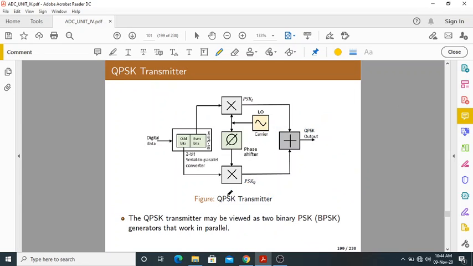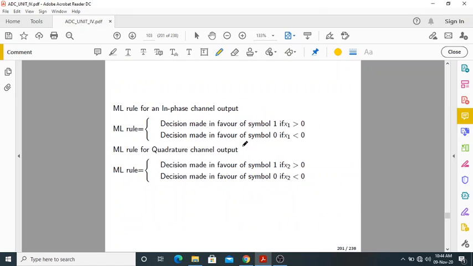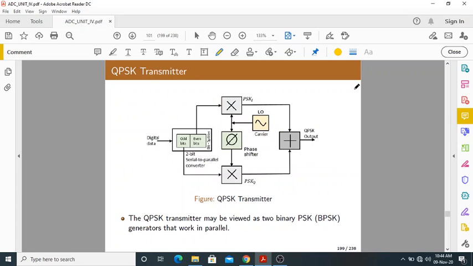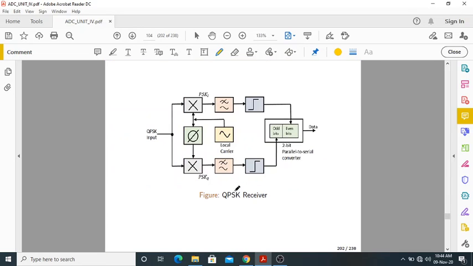So, these are waveforms, and this is the transmitter, this is a receiver. In the transmitter, what is happening here? You have 2 independent BPSK transmitters working in parallel. In the receiver also, you have 2 BPSK receivers working in parallel. So it is just a combination of 2 BPSKs working parallelly or independently. In the receiver we have a parallel to serial converter. In the transmitter we have a reverse of that, that is a serial to parallel converter. So this is about QPSK.